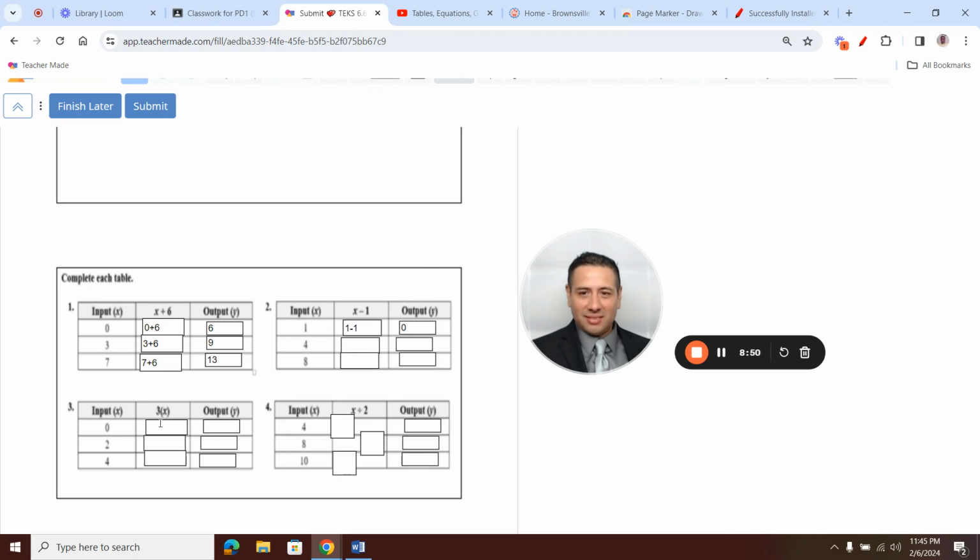You finish the others. This one is 3 times x. The x is 0. 3 times 0 would be, so I'm going to go 3, shift 9 is parentheses to show times, 0, shift close parentheses, which is shift 0. 3 times 0 would be 0. And then finish the rest.